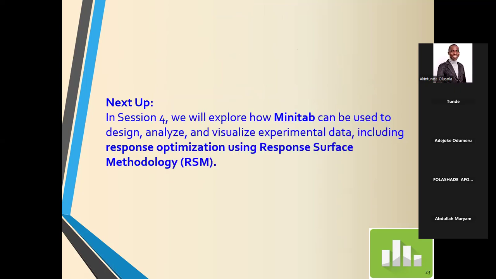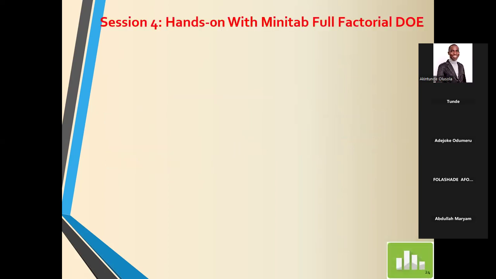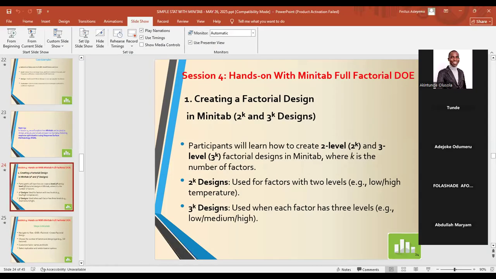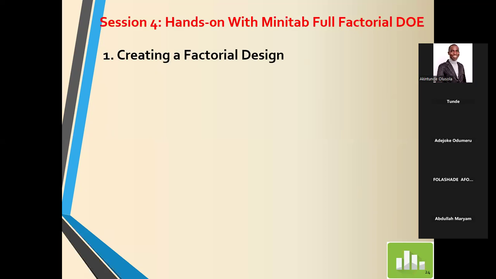So next up, we want to explore how Minitab can be used to design, analyze, and visualize experiments involving response surface methodology. So are we ready for our hands-on right now? Okay, before I move to the hands-on, I want to quickly explain this. In creating a factorial design in Minitab, we have majorly two types of design. We have the 2^k and the 3^k design. I want to quickly explain what they mean.